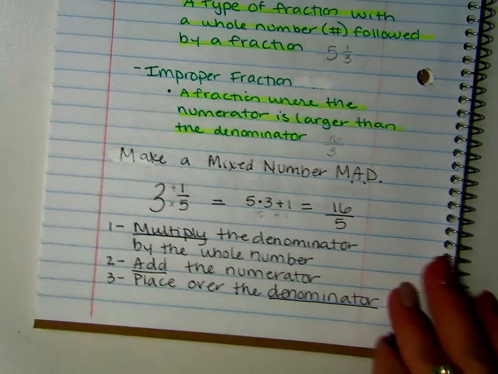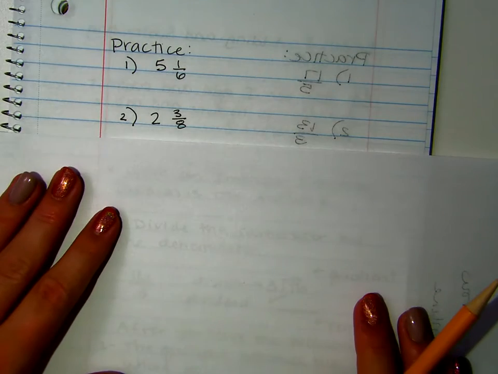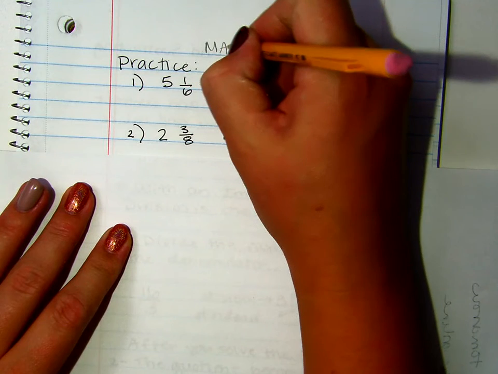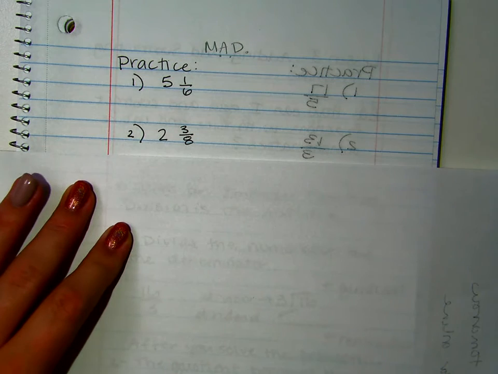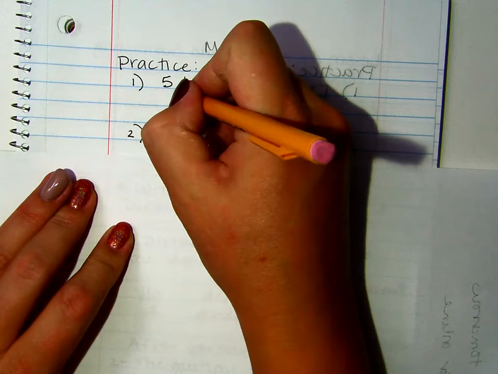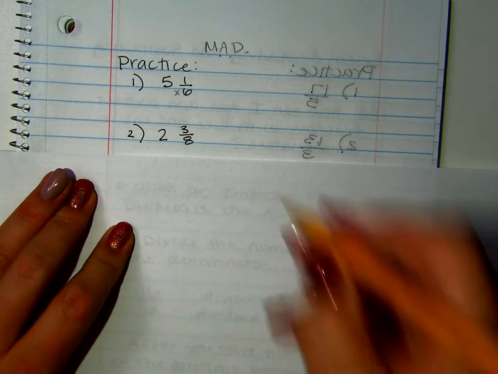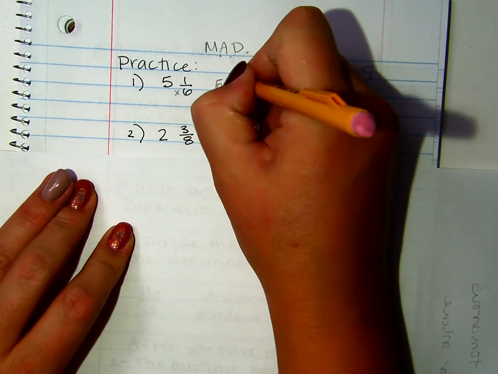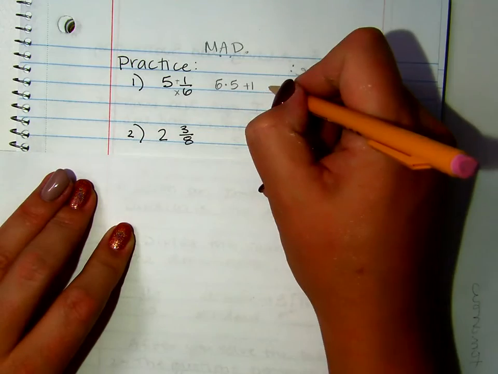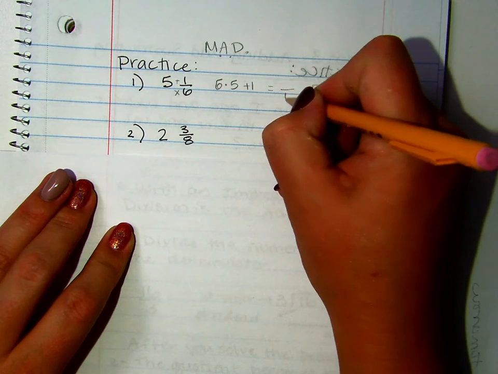Next, we have a couple of the practice problems. So once again here, we are going to practice. And our goal is to make it mad. So I'm going to write that right there. Okay. So to make my mixed number mad, first we're going to multiply the denominator by the whole number. So I'm going to write out 6 times 5. Then we have to add the numerator. So I'm going to go plus 1. And then I'm going to put that whole total over the denominator, which was 6.